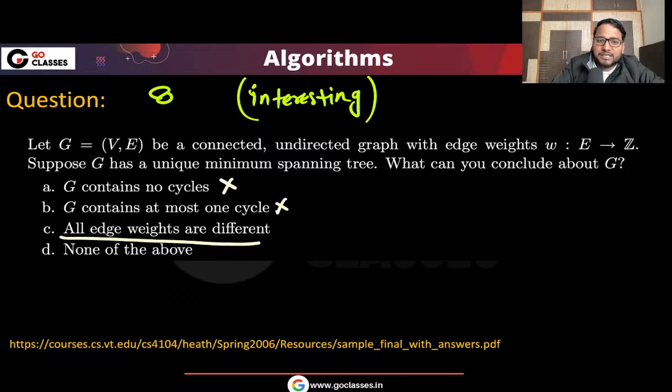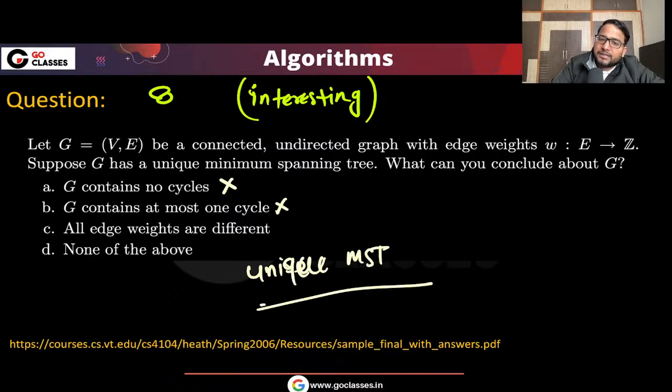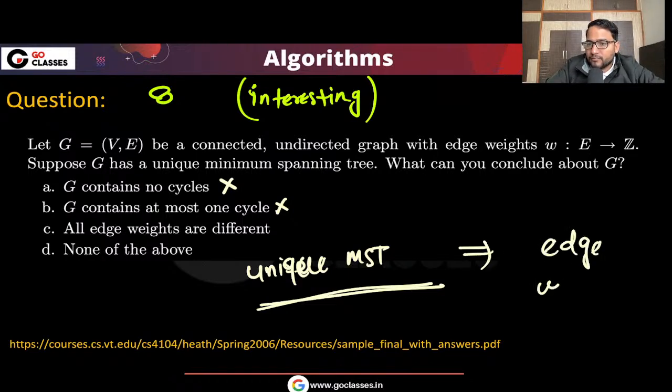Now what about this option? All edge weights are distinct. This is interesting. See, they are saying that you have the unique MST, right? Since you have the unique MST, does this mean that edge weights are distinct?